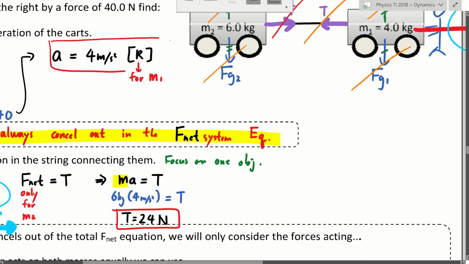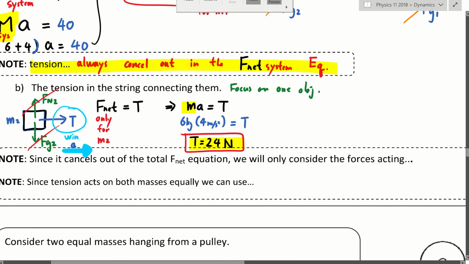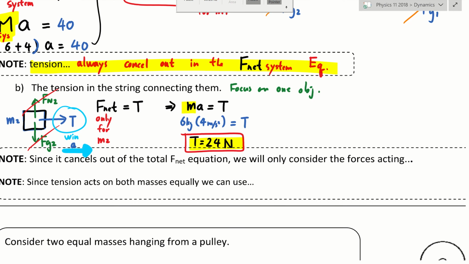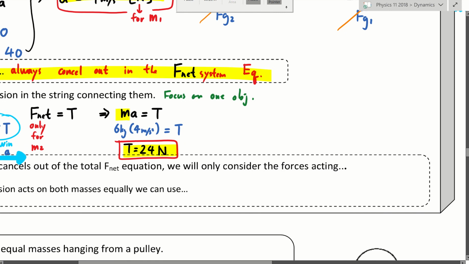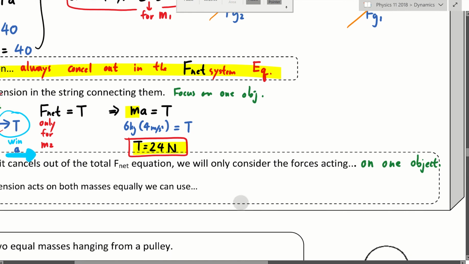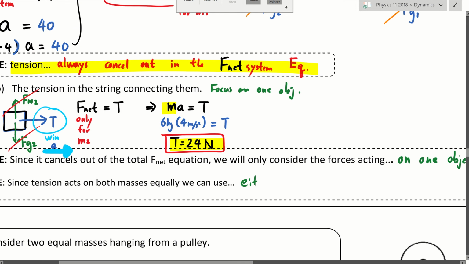A lot of time, this is what you need to do. Get the acceleration and get the tension. Two things. Okay, so now let's summarize it. Since the tensions will cancel in the net force equation, when you try to get tension, you only focus on one object. Now it doesn't matter which object, but since tension acts on both masses equally, we can use either object.